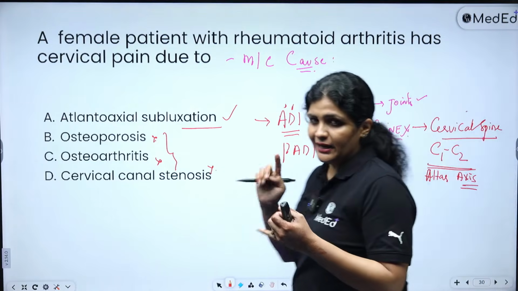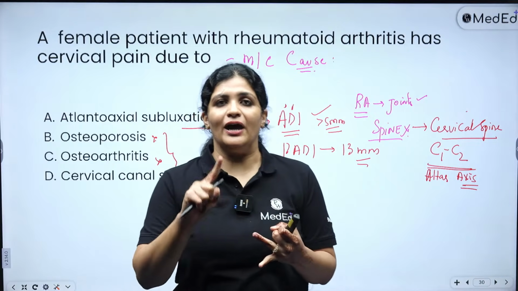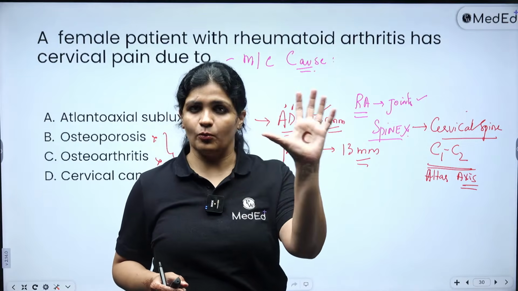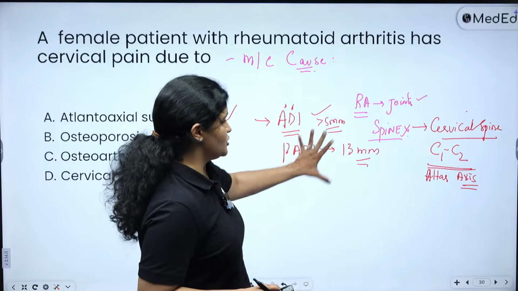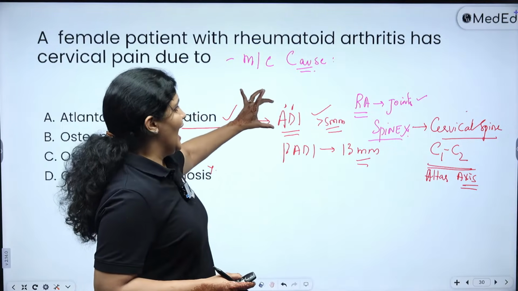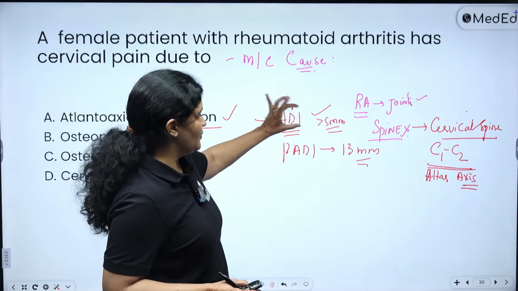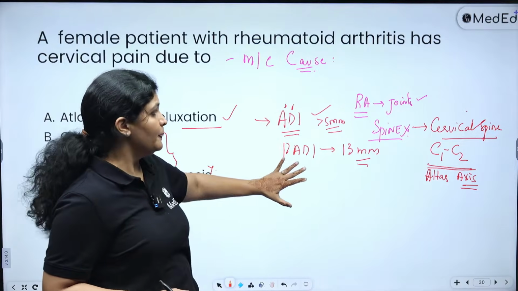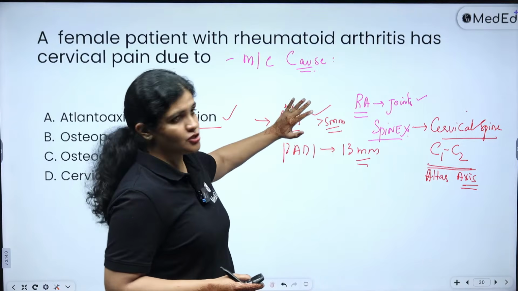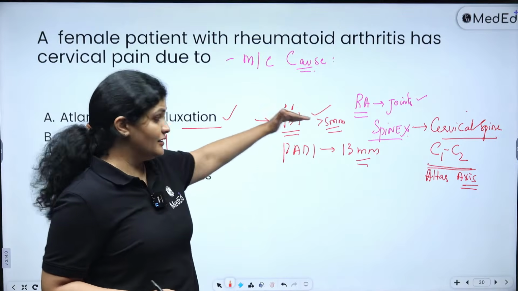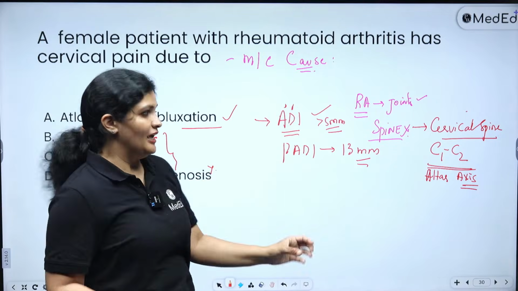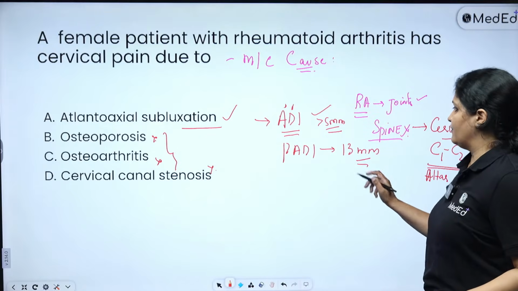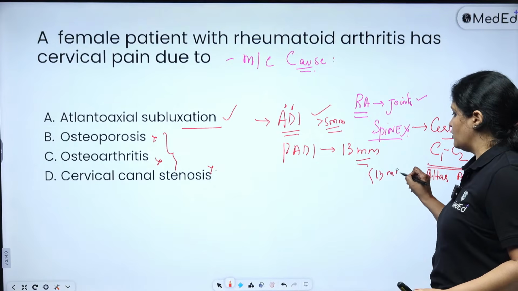So remember, in rheumatoid arthritis, what is the most commonly involved? The Atlanto-Axial joint. Subluxation of this joint is usually seen in rheumatoid arthritis, and the parameters which tell you whether it is subluxated or not are the anterior and posterior atlanto-dens intervals, ADI and PADI. If the ADI is more than 5 mm, there is subluxation. If it is maintaining 5 mm and 13 mm, it is normal. The posterior interval should not go less than 13 mm. That is what you have to remember.